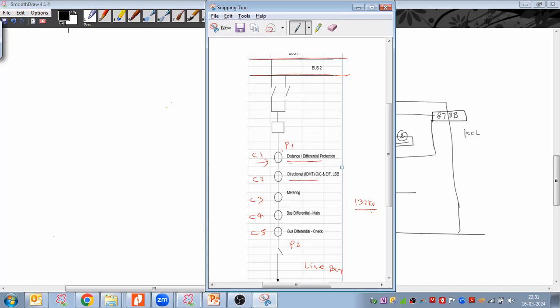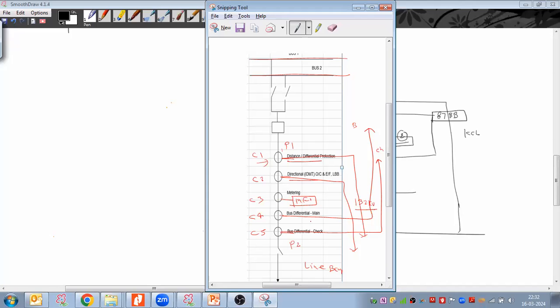So here core 1 is assigned for the line main 1 protection. Core 2 is assigned for the line backup protection. Core 3 would be just for multifunction metering purpose. Core 4 is assigned for the bus bar main, and core 5 is assigned for the bus bar check. Main and check means main and backup. So the standard practice is that the last core should be assigned for the bus bar protection and the first core should be assigned for the line protections.